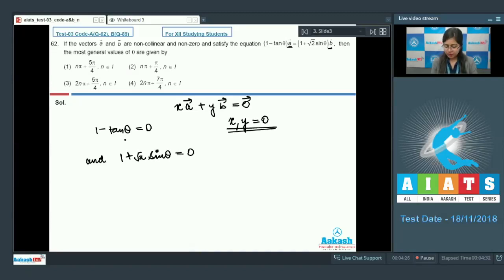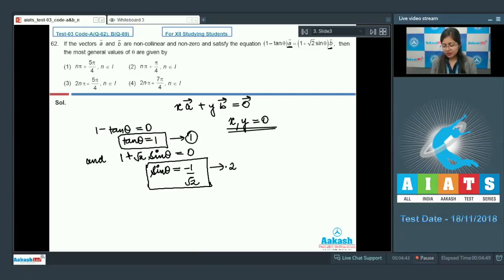Right? Now from here we get that tan theta is equal to 1 and from here we get that sin theta is equal to minus 1 by root 2. Right? Now theta satisfies both these equations. Right? So we know that theta will lie in third quadrant because tan theta is positive and sin theta is negative. Right? Now, we can see that theta will be equal to 2n pi plus pi by 4, that is 5 pi by 4. So, the correct answer is option number 3.